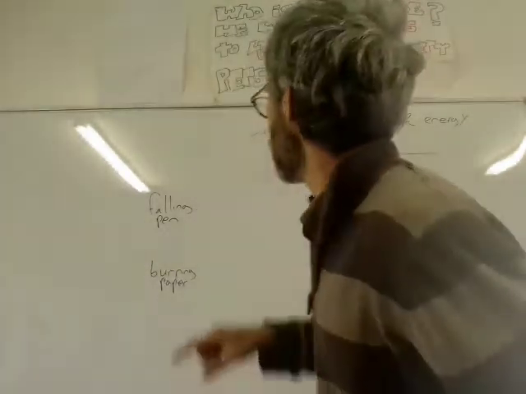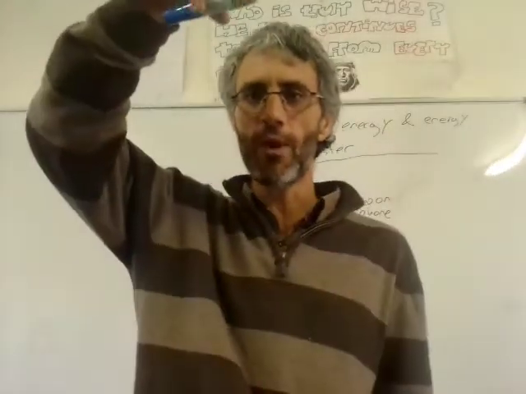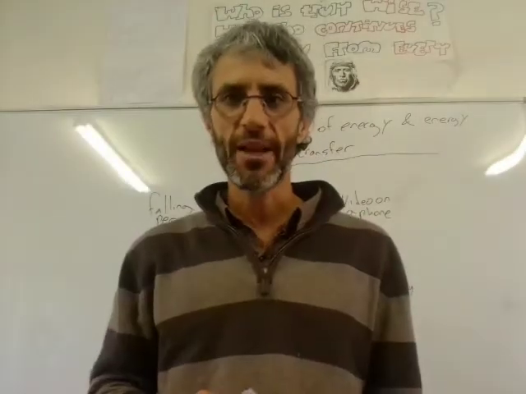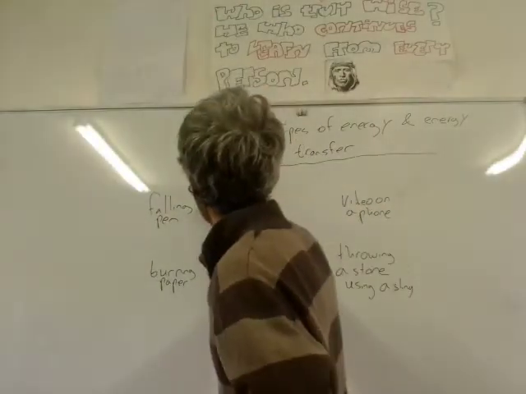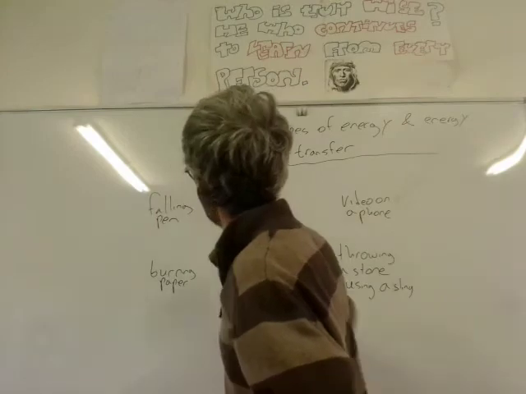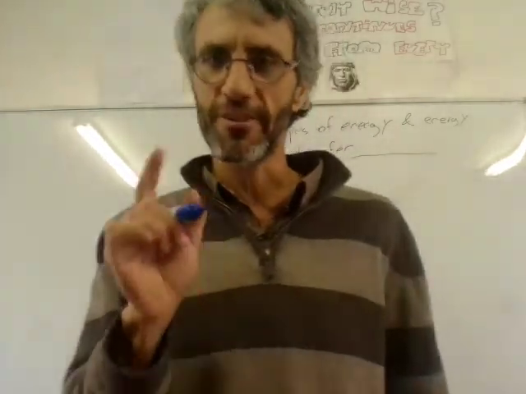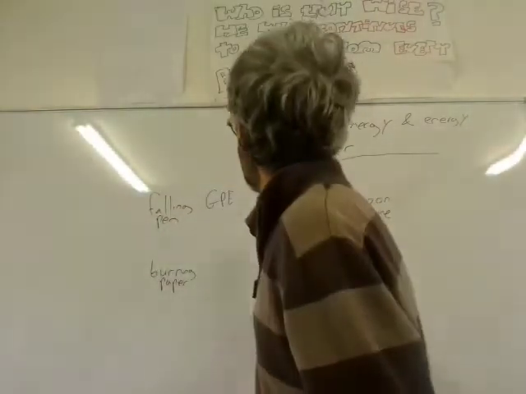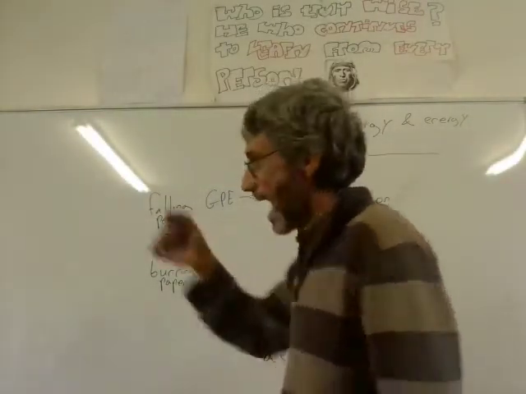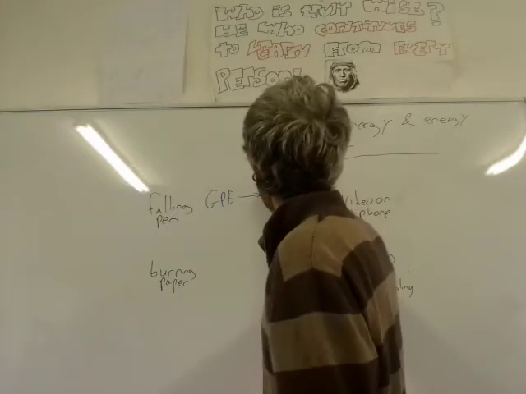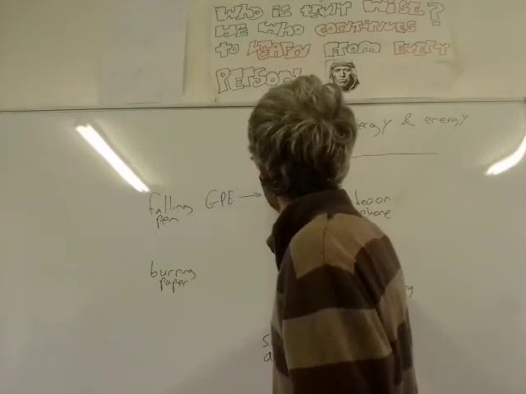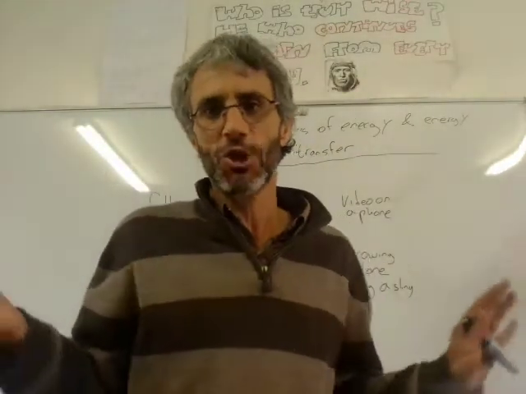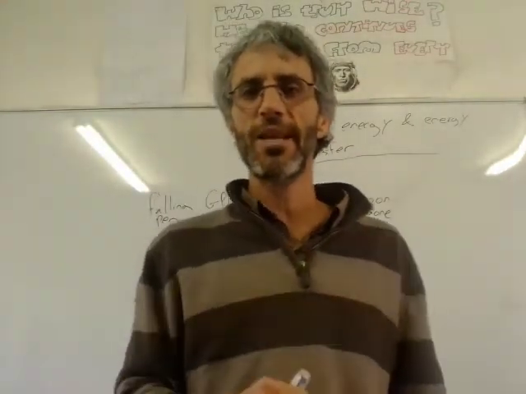So let's look at the most simple one: falling pen. Pen is falling down. What kind of energy does it have in the beginning? It has gravitational potential energy. Now from now on, instead of gravitational potential energy, I'm going to write GPE. So gravitational potential energy, as it falls down, becomes kinetic. Now, if this object continues to fall down, then that's it. Gravitational potential energy becomes kinetic energy.